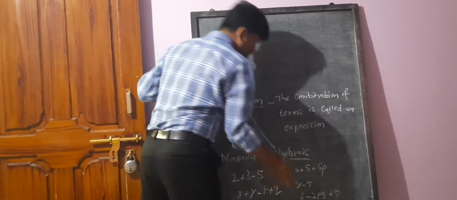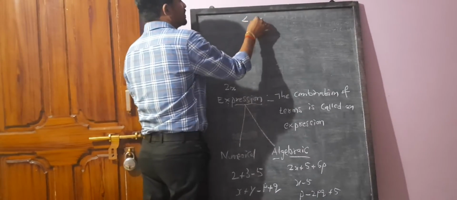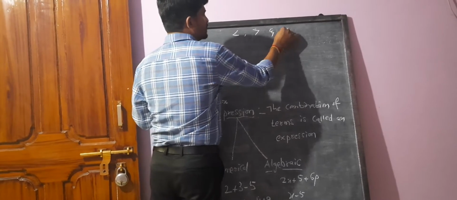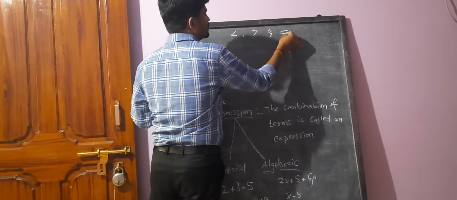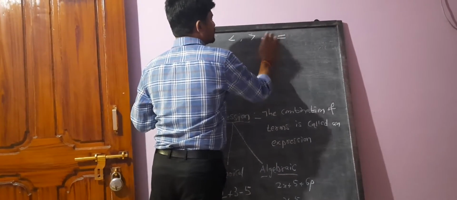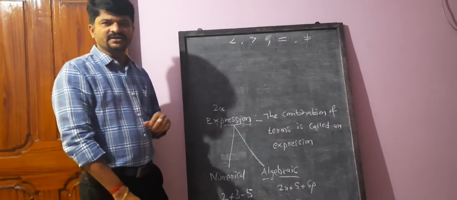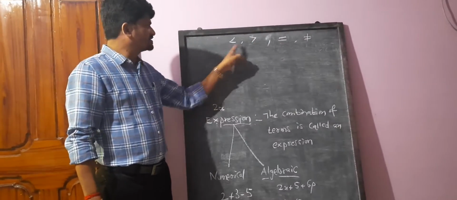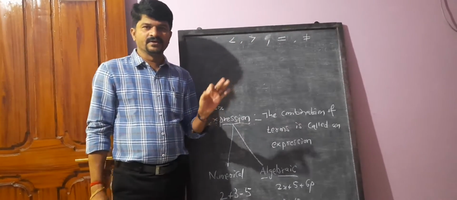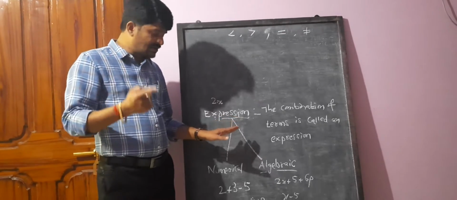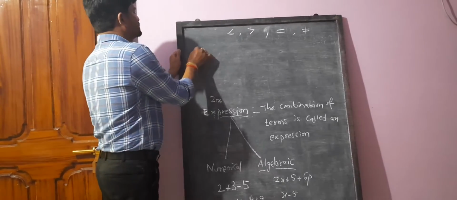Less than or greater than, and the equality symbol, and not equal or something. Is it clear? Less than, greater than symbols. Okay. Now, after expression, we are going to learn about sentence.